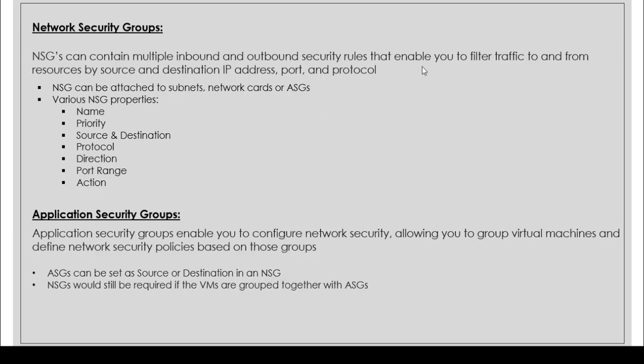So if I just read out the definition, NSGs can contain multiple inbound and outbound security rules that enable you to filter traffic to and from resources by source and destination IP address. So this is a very typical definition which I'm reading out. Let's break it down and understand it in layman's language. Imagine you stay in a 10-story building, okay? And at the main gate, there is no gatekeeper, there's no security guard. So what will be the consequence? Anyone can enter your building and anyone can go out at any given point of time.